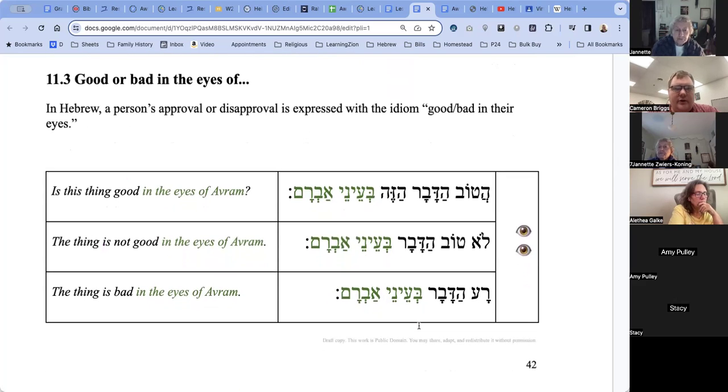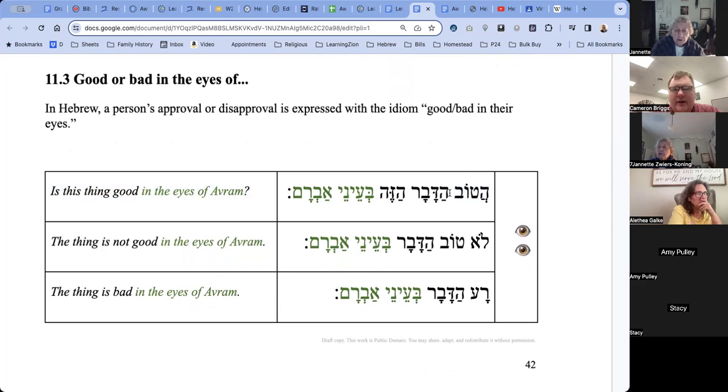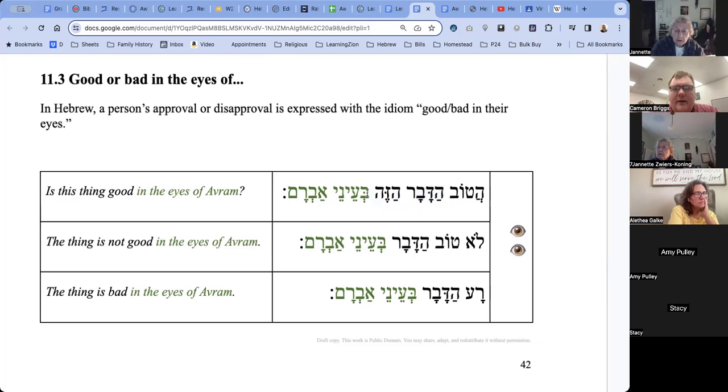All right. So, good or bad in the eyes of. In Hebrew, a person's approval or disapproval is expressed with the idiom, it's good or bad in their eyes. So, is this thing good in the eyes of Abraham? Hatov hadavar hazeh. So here we're having the article on each one of them because we're talking about something definite. Not just is a thing good, but is this thing good? Hatov hadavar hazeh b'einei Avram.